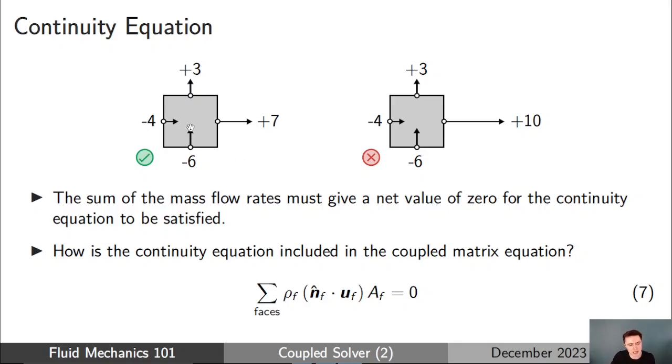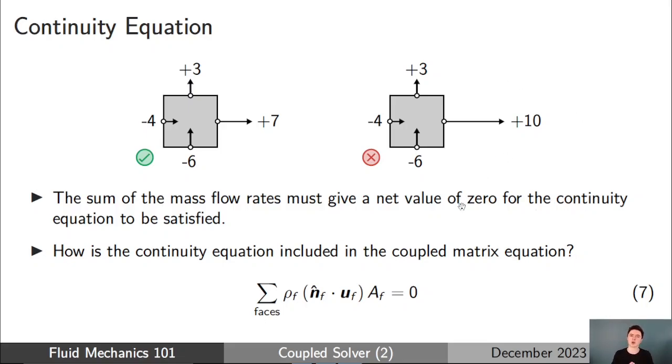The amount of mass passing into the cell across those faces is equal to the amount of mass passing out of the cell. And that's what the summation is telling us. That's why the summation is equal to 0. But if we looked at this cell on the right, you can see that there's a lot more mass passing out of the cell than there is going in. This summation would not be equal to 0 and the continuity equation would not be satisfied for this cell.